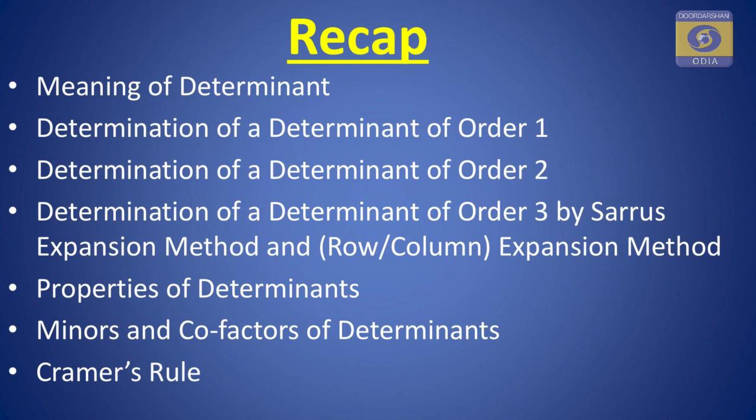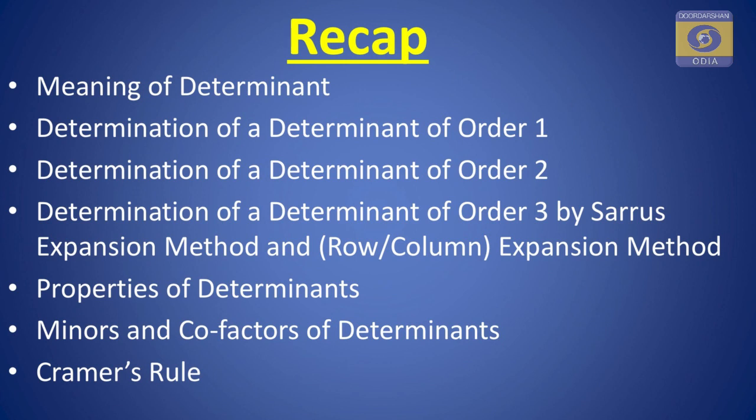Next, we have also discussed how to use 2 different methods to find out the value of determinant of order 3. There are 2 methods, one is the Sarrus expansion method, another one is the expansion method by any row or column, right. Next, we have covered the different properties of determinants, the 6 properties that we have discussed, where we can use these properties to simplify our calculations, how to make quick calculations for determinants, right.